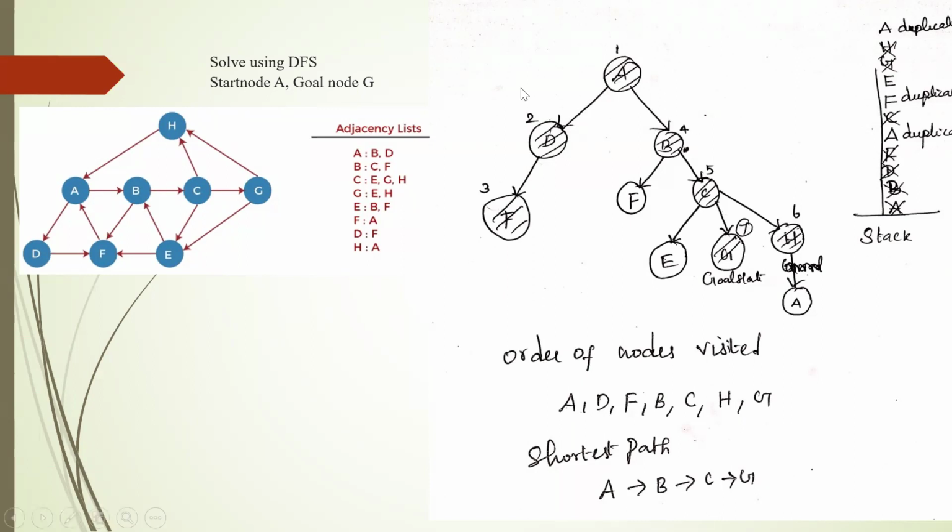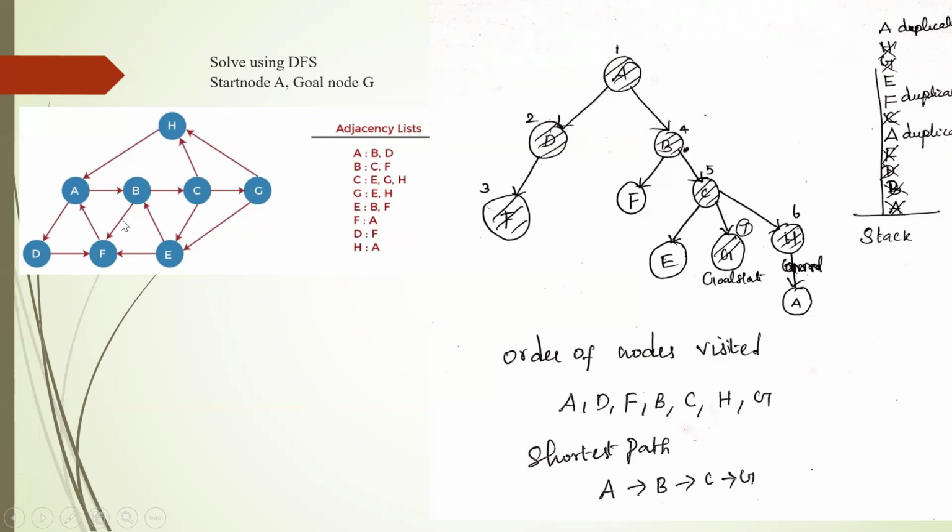See, this is the given problem. In this problem, the start node is A and the goal node is G. So before solving the problem, we should write the adjacency nodes of the given nodes. For A, what are the adjacency nodes? We can call them adjacent, the child nodes as adjacency nodes. That is, A has children D and B. That's why we are writing B and D.